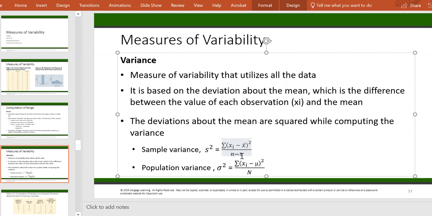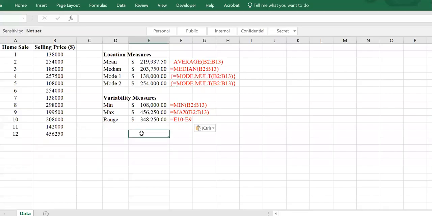Because if we just divide it by n, it's going to underestimate the variance. It's going to show a smaller value. Just to make sure that it's an unbiased estimator, we divide it by n minus 1. But that's the detail.